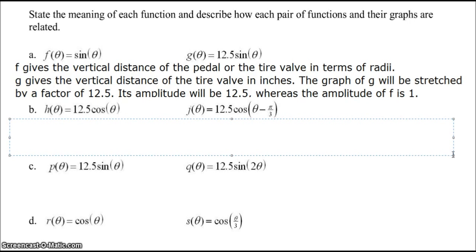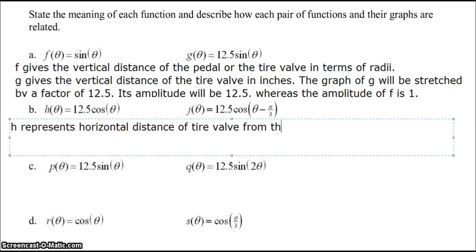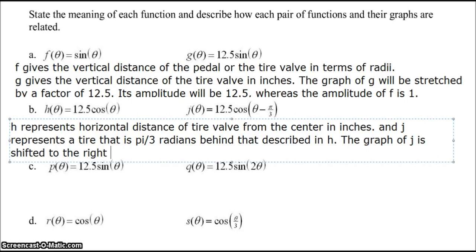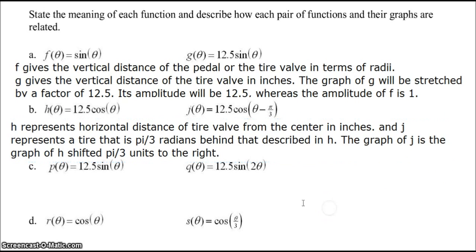Let's see, so here each of these functions, H represents horizontal distance of tire valve from the center in inches, and J represents a tire that is pi over 3 radians behind that described in H. The graph of J is the graph of H shifted pi over 3 units to the right. It's a horizontal shift right, pi over 3 units.